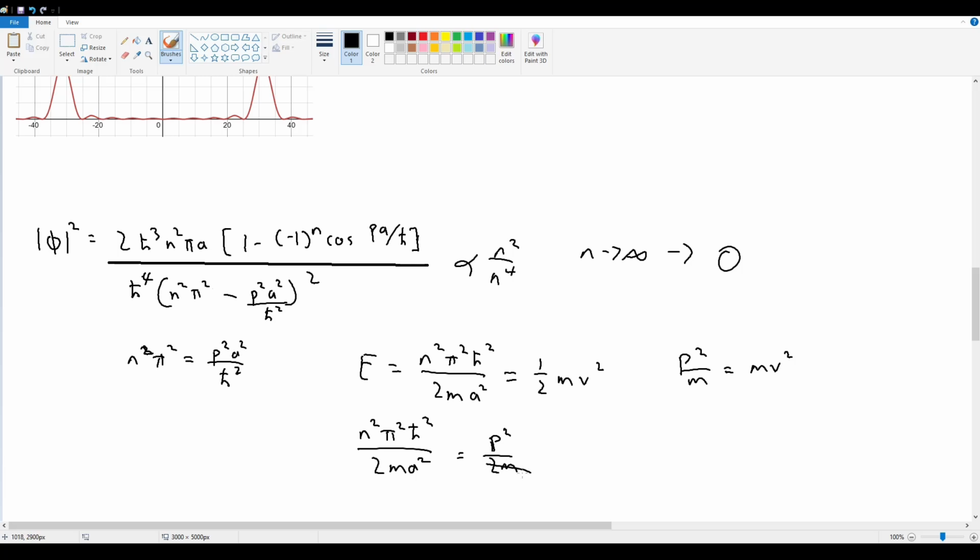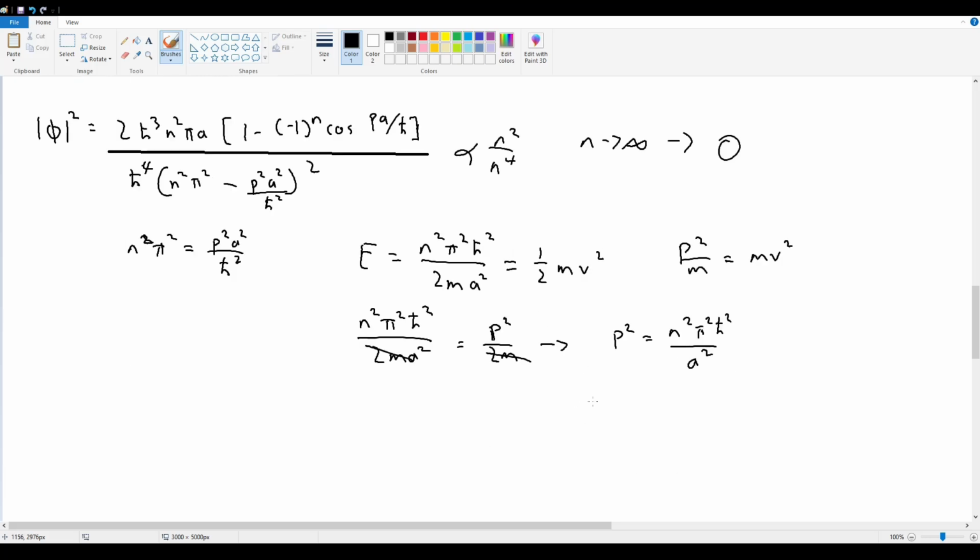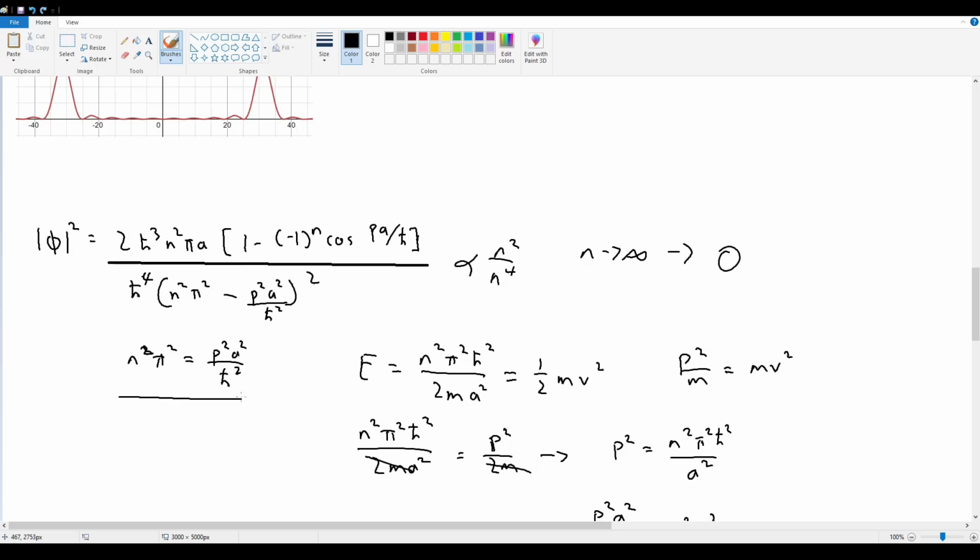And if you cancel this out, the 2m cancels on both sides. What you're left with is p squared equals n squared pi squared h bar squared over a squared, which means that if you rearrange this, you get p squared a squared over h bar squared is equal to n squared pi squared. And that's exactly what we have over here. So that's a very good thing. That implies that this treatment agrees with the classical mechanical result of what the expected momentum would be in an infinite square well. So we can be reasonably confident that this is what it approaches as n goes to infinity.